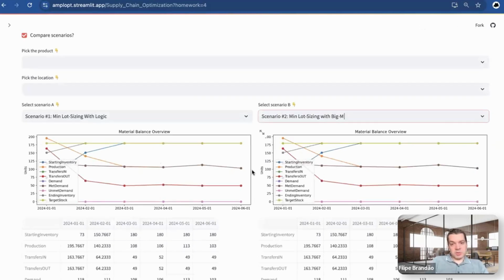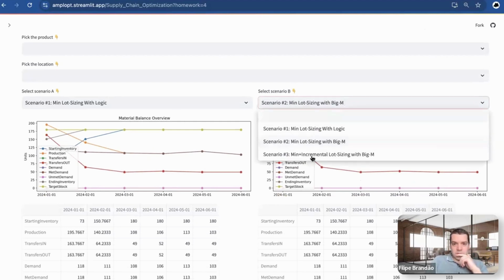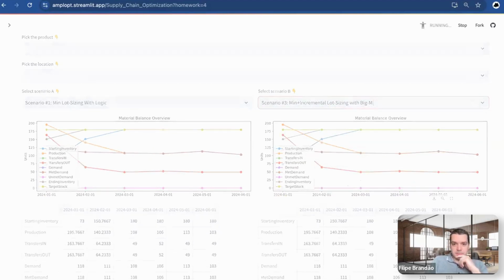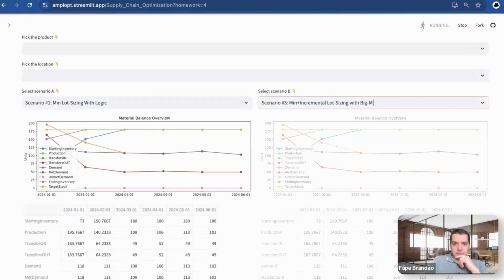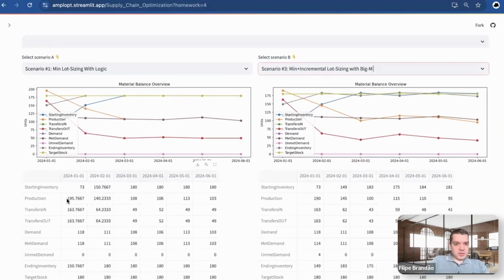And as expected, the results are the same, they are modeling the same thing. And I can also show the difference, for instance, when you move to incremental. So for instance, here in terms of production, we have 195, 140, 108. So we just need to be above the minimum to be able to produce.